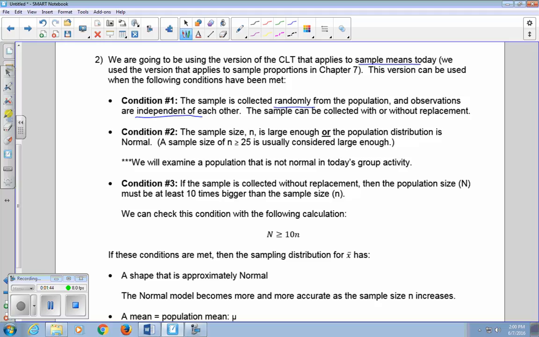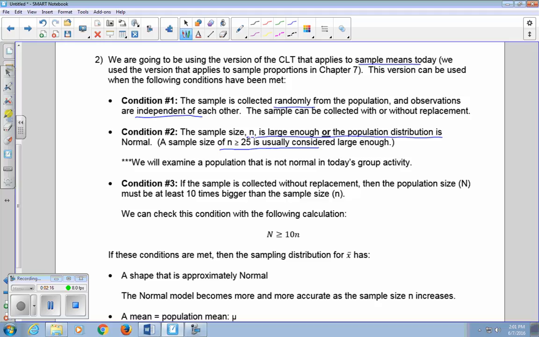Condition number 2, the sample size n is large enough, or the population distribution is already normal. So typically the cutoff is 25. We're going to check to see, is n greater than or equal to 25? We will look at a population that is not normally distributed in today's group activity.